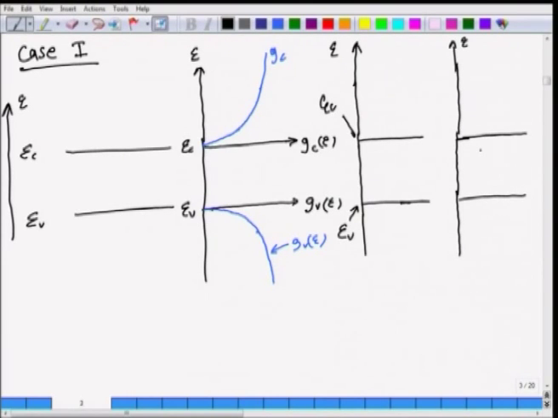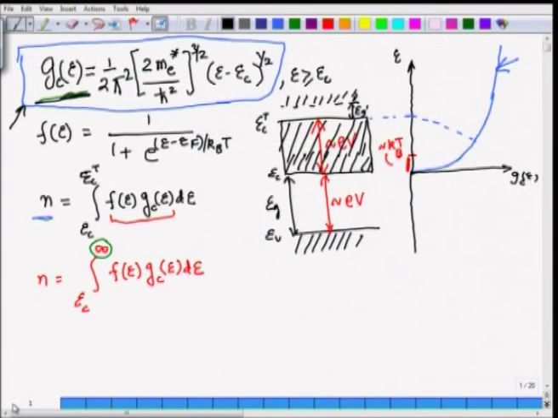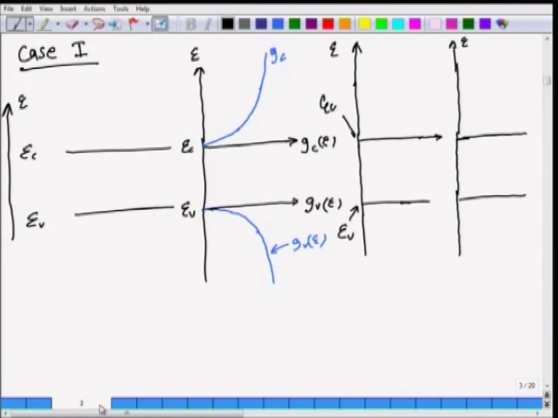What do I want to plot here? On this axis, I am going to plot what function? I want to plot this function, and on another plot, I am going to plot this product. So this is my strategy. I want to plot this function f of E. So let us do that. Let us plot f of E right here for you.